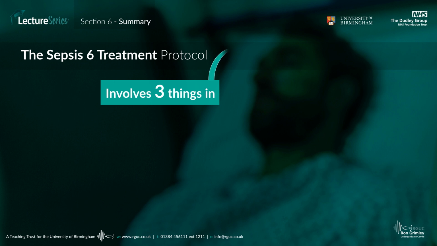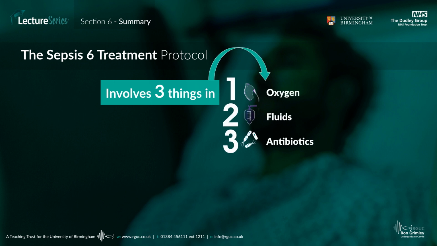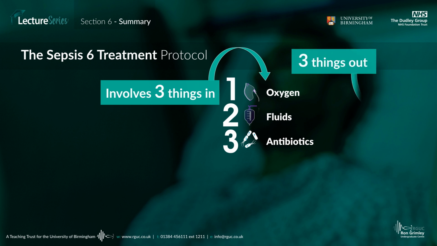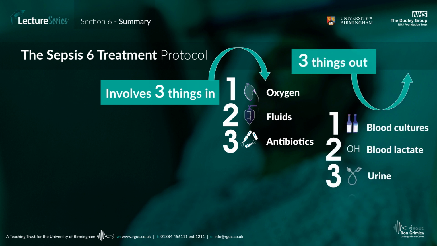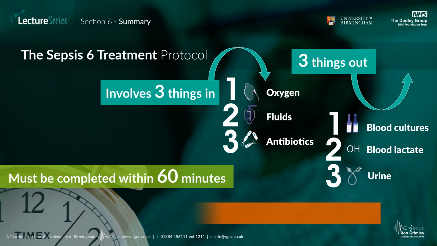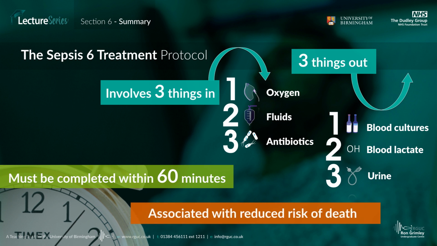It includes 3 things in, that's oxygen, fluids, and antibiotics, and 3 things out, blood cultures, a blood lactate, and hourly urine output. Completing the Sepsis 6 treatment protocol on time is associated with a reduced risk of death of 46%.